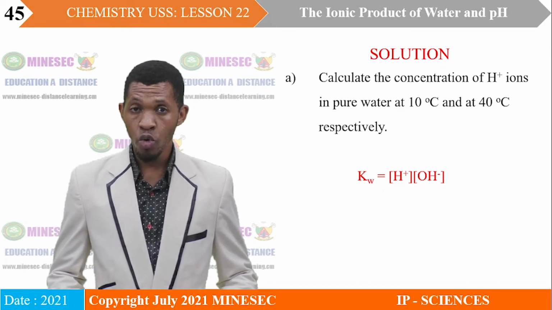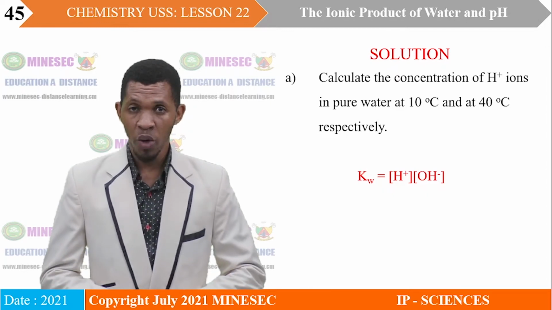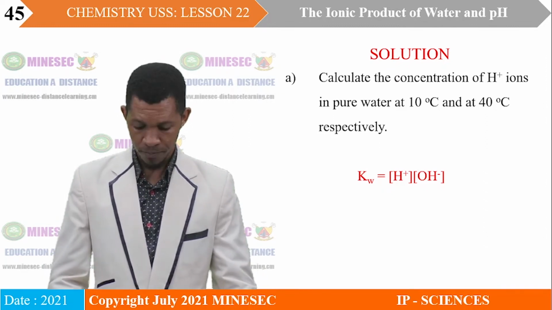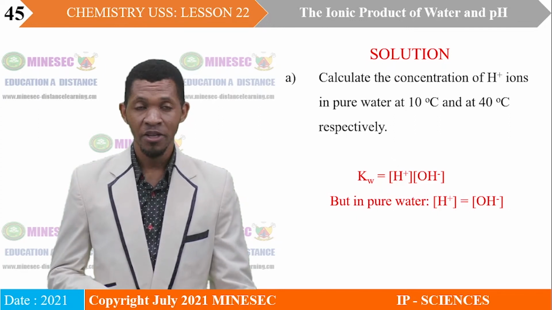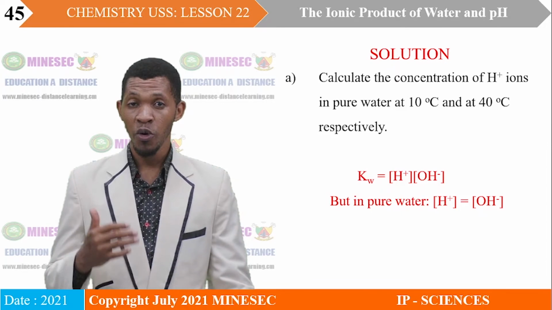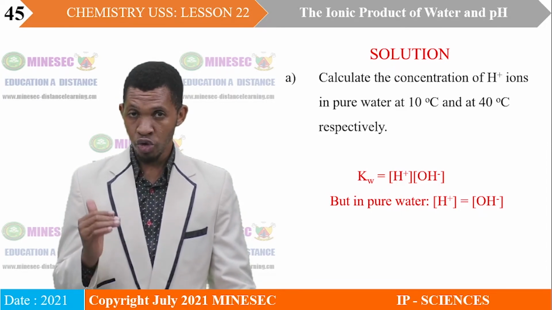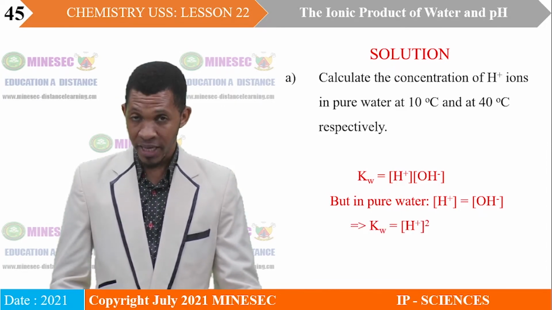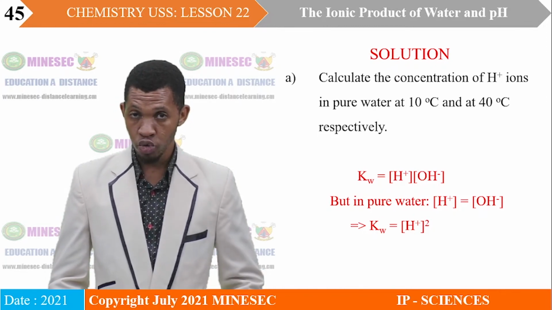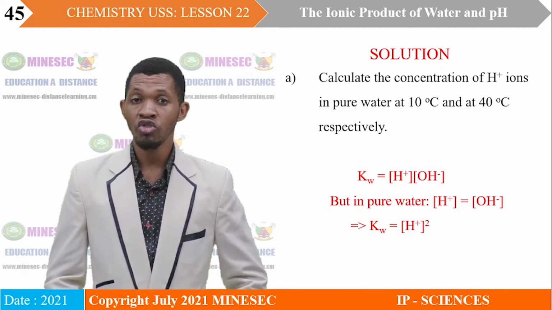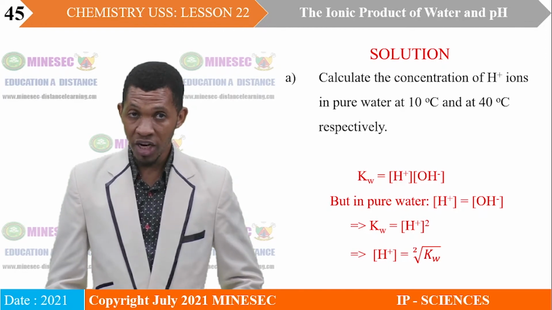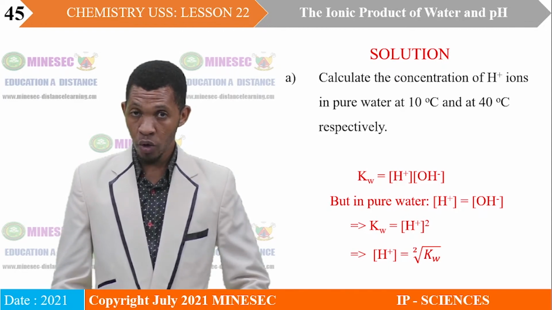Kw, as we know, is equal to the molar concentration of hydrogen ions times the molar concentration of hydroxide ions. Now, in pure water, the molar concentration of hydrogen ions is equal to the molar concentration of hydroxide ions. Substituting this in the equation, we have Kw is equal to the molar concentration of hydrogen ions raised to the power 2. Now, making the molar concentration of hydrogen ions the subject of the equation, we have molar concentration of hydrogen ions is equal to the square root of Kw.